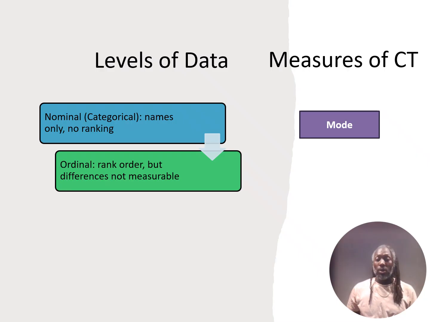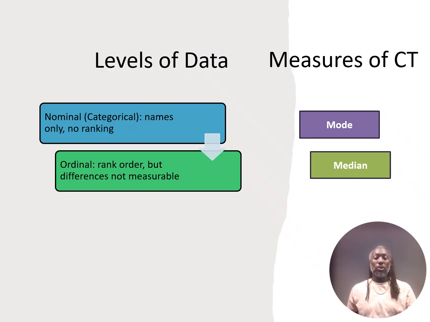Now, if we have ordinal data, we have that ranking. We can put the data in order, and then we can find that value that splits the data set in half. As a result, we can calculate a median for ordinal data, and we can still calculate the mode because the mode only requires us to count how many individuals fall under a certain value.